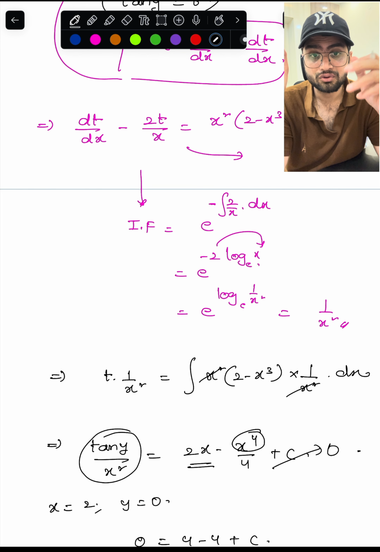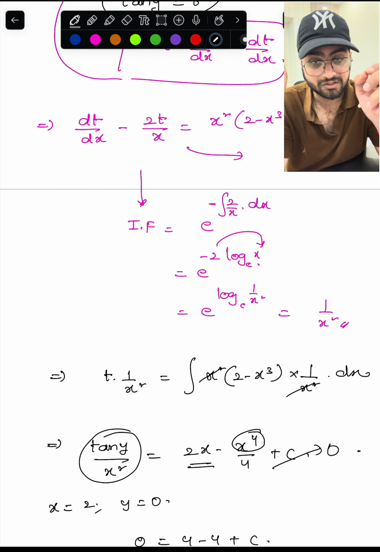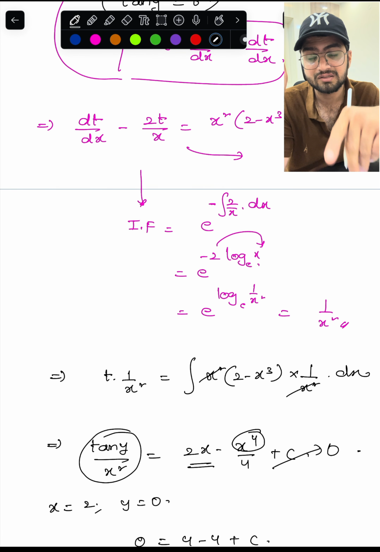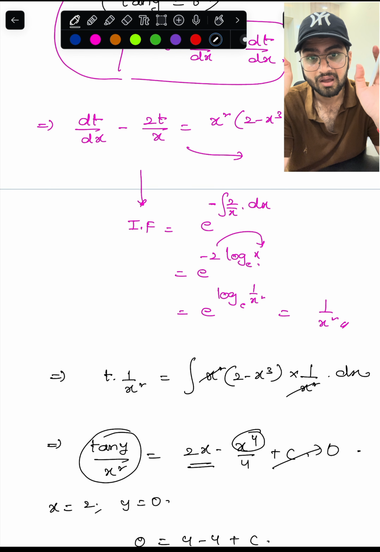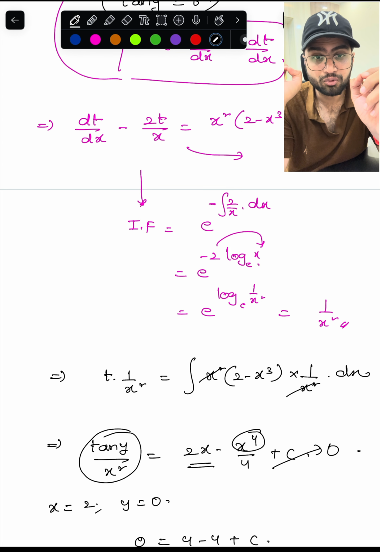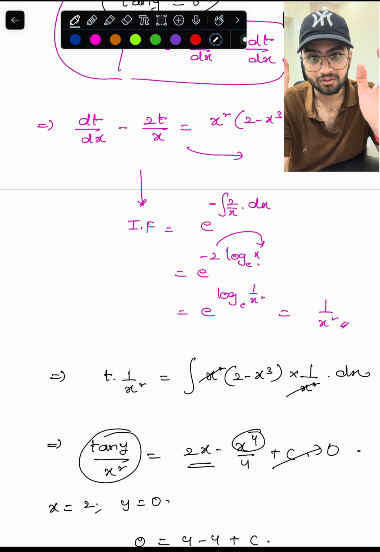See guys, this is a definite question. 11 questions were asked in session 1. That means every paper consists of one differential equation question, right? And if you train properly, you can definitely solve the question. Okay, all the best.